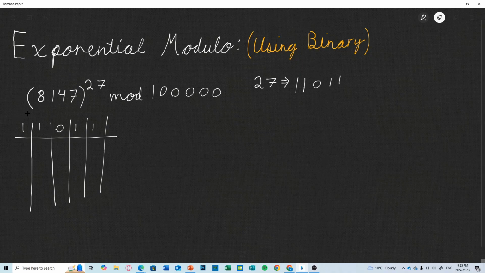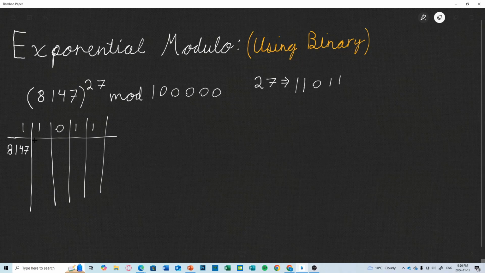Now, your first column has to be a 1, because if it was a 0, you would just move to the next column that is a 1, because that number wouldn't exist. So your first column is going to be a 1, meaning that you have to put whatever is inside the brackets to your exponent in the first column. So we'll have 8147 there.